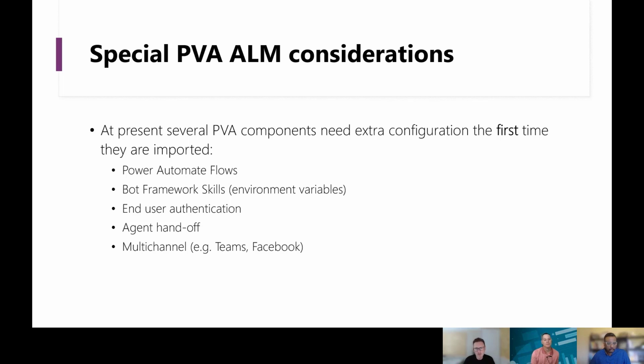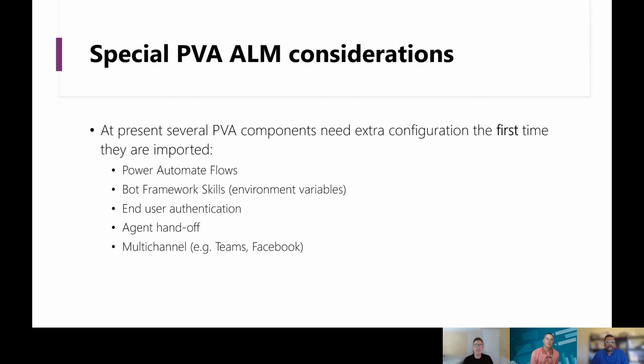When you do that first time import, you're going to have to check your Power Automate flows are working and set up with their authentication. Things like bot framework skills, you're going to have to make sure variables you're passing into them are set when you do actually go into that environment. You're going to have to set up end user authentication and agent handoff, and then also multi-channel. So if you're setting up channels like Teams or Facebook and things like that, you're going to have to check those configurations when you go and do that.